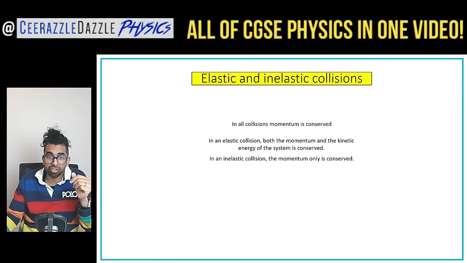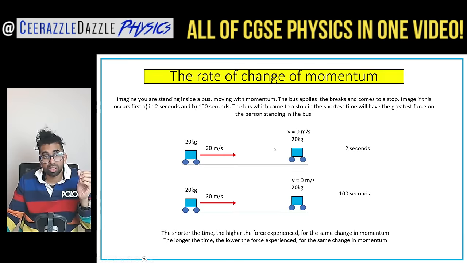Elastic and inelastic collisions. In an elastic collision, the momentum is conserved and the kinetic energy is conserved. In an inelastic collision, only the momentum is conserved and the kinetic energy is not conserved. The rate of change of momentum.